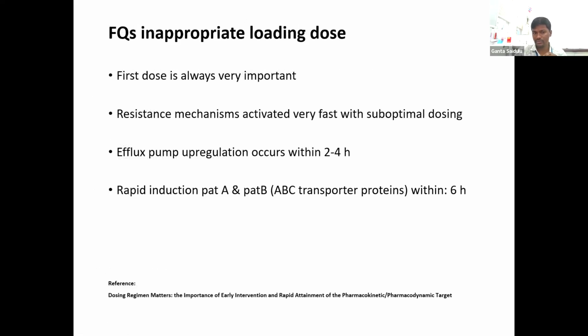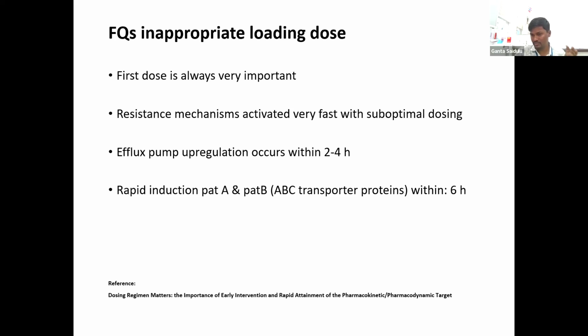If you look at one example, the fluoroquinolones, after the first dose the resistance mechanism is activated very fast with suboptimal dosing, with only a single dose. So efflux pump upregulation occurs within 2 to 4 hours. If your fluoroquinolone dose is very inappropriate, like levofloxacin 250 or 500, that is a very suboptimal dose in sick patients. Suboptimal doses can activate efflux pump upregulation within 2 to 4 hours, and rapid induction of PAD B and ABC transporter proteins. Basically, they can induce these proteins within 6 hours.